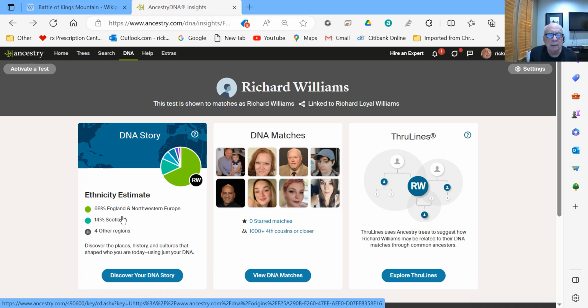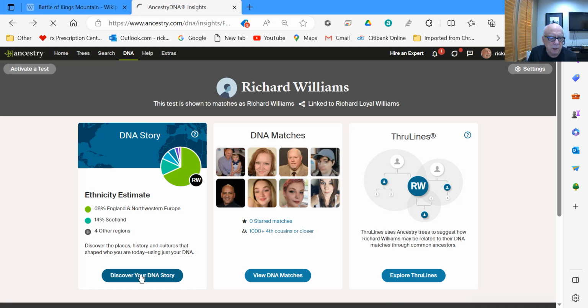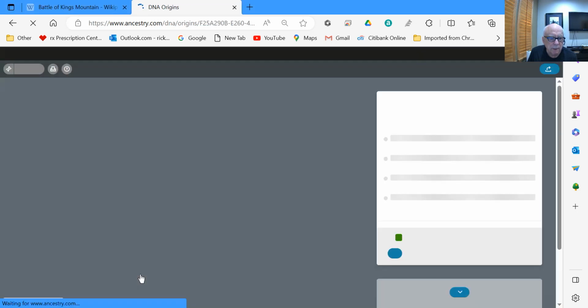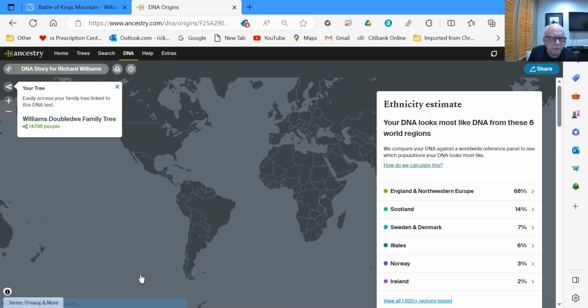Your DNA will tell you who you're related to. There's no doubt about that. Whether it's perceived or interpreted to be English or Scotch is a totally different analysis. So let's take a look at mine. This just gives you an overall high level. As you can see here, I've got four other regions. So let's go ahead and discover my story and drill down to see what the details show.